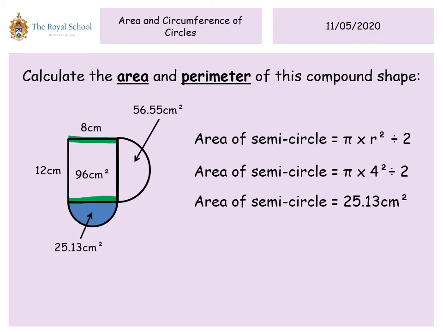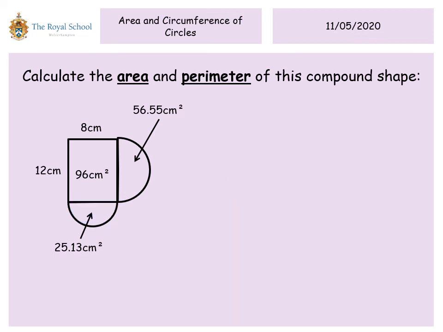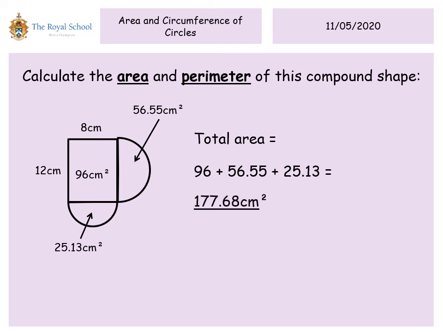Now finally then, we had our 3 separate areas. So we can add those together, get our final area for this shape in total. So we had our rectangle was 96, the semicircle on the right was 56.55, and the semicircle at the bottom was 25.13. So add those together, and then we get our total area of 177.68 centimetres squared. So that's working out the area of this shape in total.